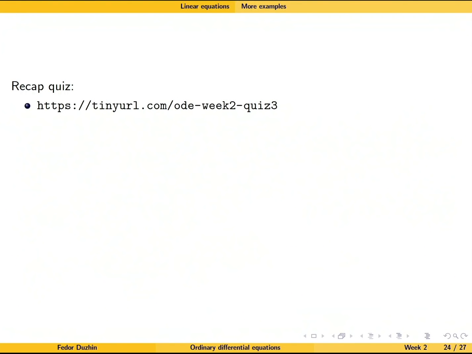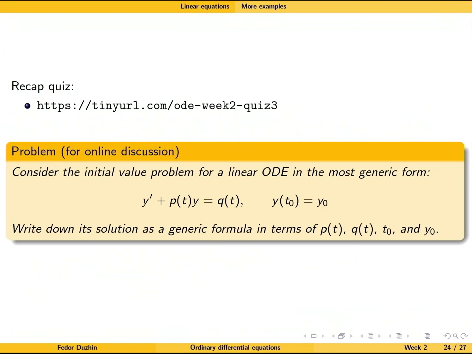Well, now finally, here is a little recap quiz for you, so you can pause the lecture and take it. And a little problem for online discussion. It is actually a very good problem, and I recommend that you try to solve it, even if you are not going to share your solution with everyone. So consider the initial value problem for a linear first order differential equation in the most general form, and just write down a ready solution.